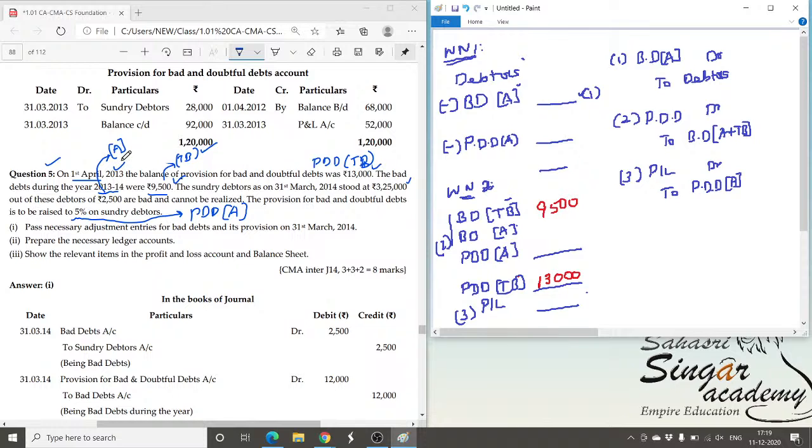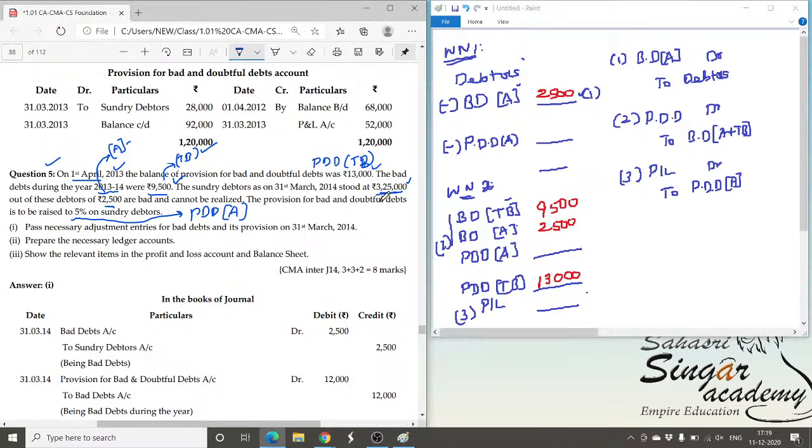The next one will be this 2,500, which is nothing but the bad debt given in the adjustment. Bad debt given in the adjustment will be posted twice, here and here. I explained all the reasons already, so I'm just posting here.